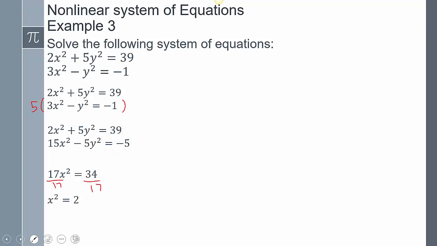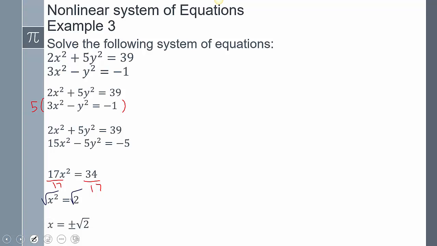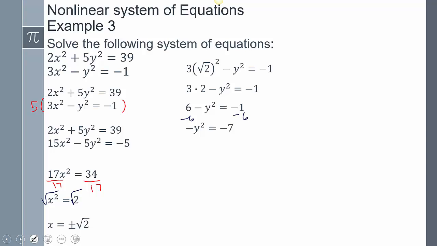Divide both sides by 17, I get x squared equals 2. Take the square root of both sides, and so I'm going to get x equals plus or minus root 2. And so now I have to take that plus or minus root 2 and I have to plug it back in. And so I'm just going to plug it back into the bottom equation here, and I'm going to start with the positive root 2. And so square root of 2 squared, that just becomes a 2. 3 times 2 is 6. Minus 6 on both sides. That's how I get the negative 7.